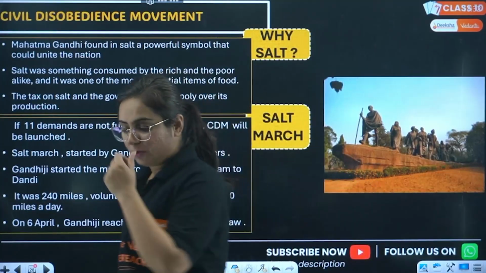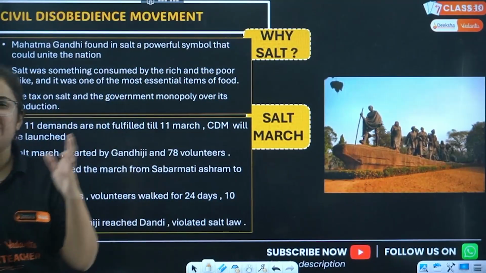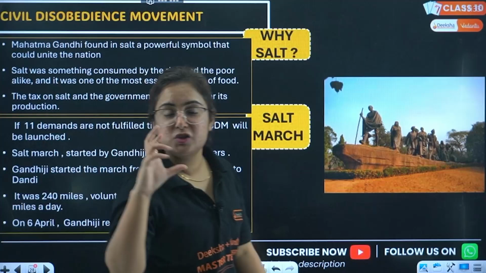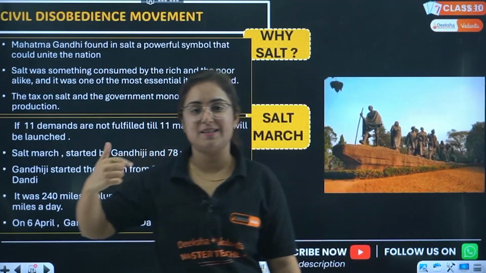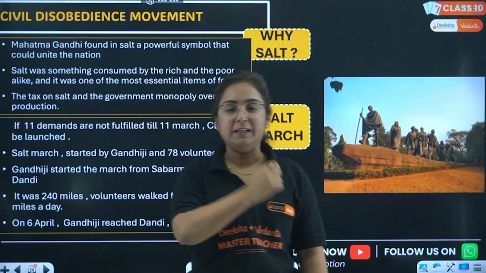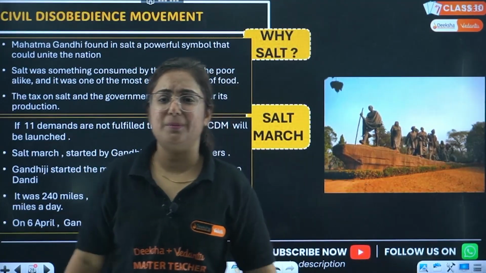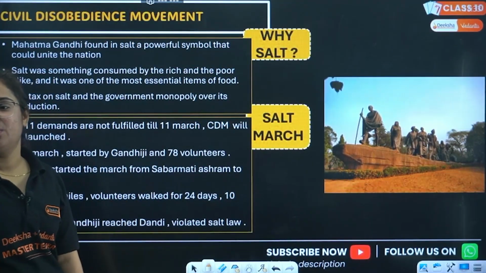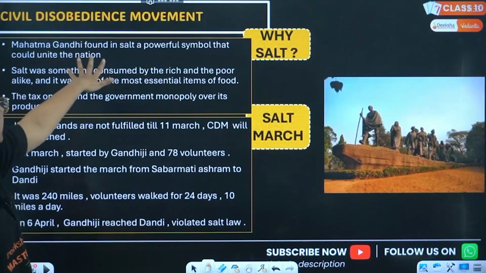Civil Disobedience Movement. In history, wherever you study the books, you will find the picture of Gandhiji marching somewhere along with some members. The popular picture, here it is, right? It is connected to the Civil Disobedience Movement. Now, what is the Civil Disobedience Movement?